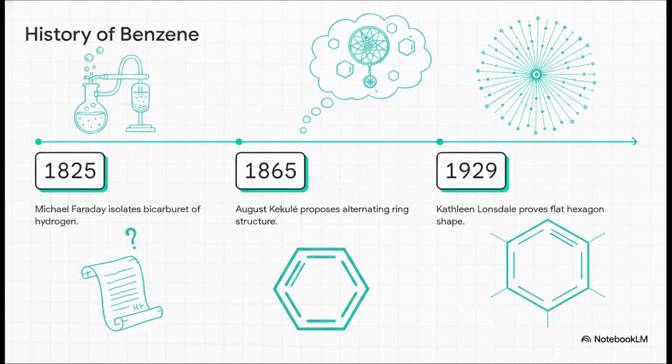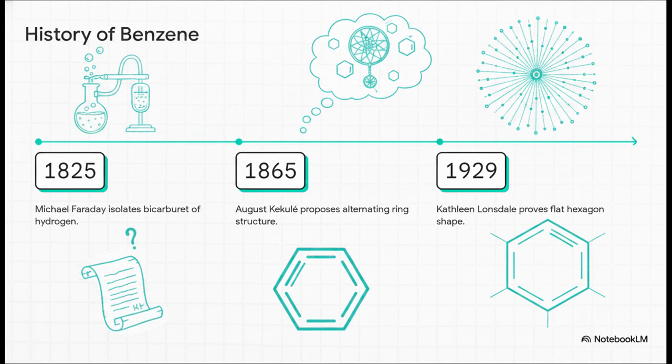It kicked off in 1825 when Michael Faraday isolated it. He actually made a slight math error that led him to incorrectly call it bicarburate of hydrogen. Decades later, Auguste Kekulé used those new valency rules we just talked about to finally draw benzene as a ring with alternating double and single bonds.